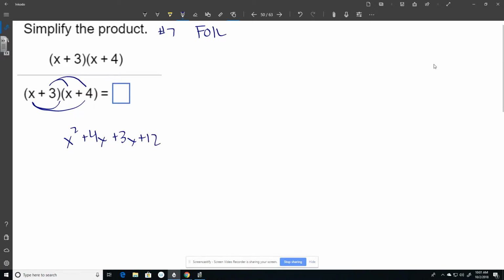And then here I combine like terms. 4x, 3x, those add together to be 7x. So I have x squared plus 7x plus 12. And that would be your final answer because nothing else combines.